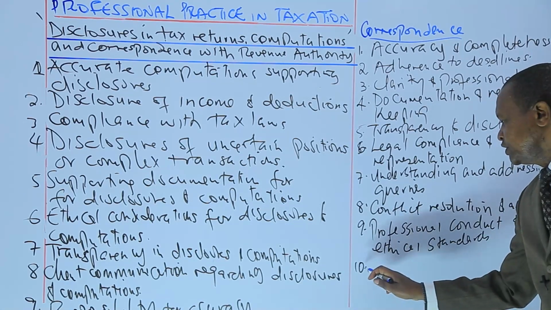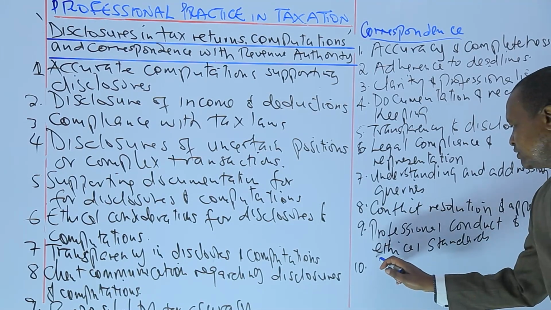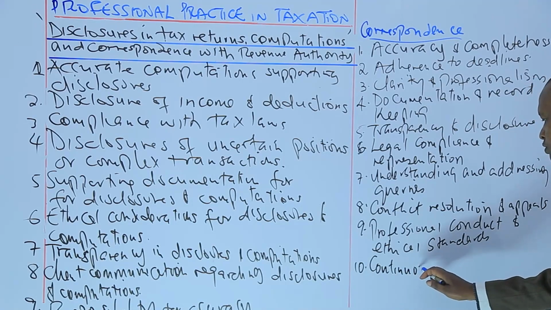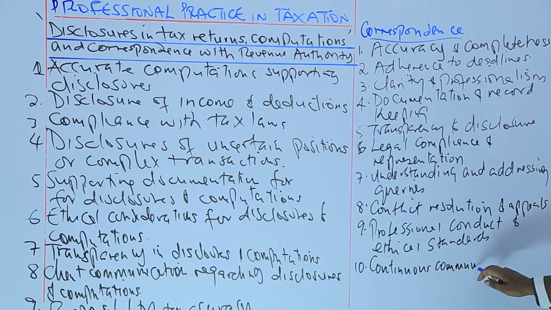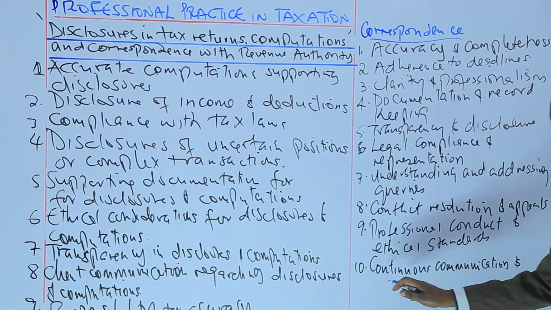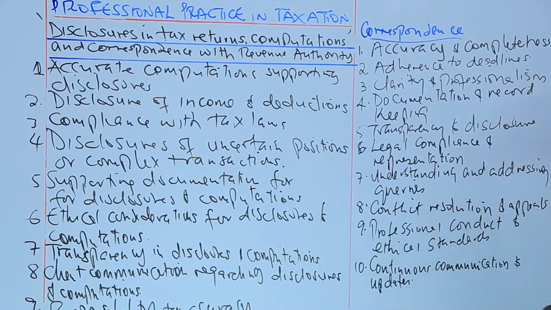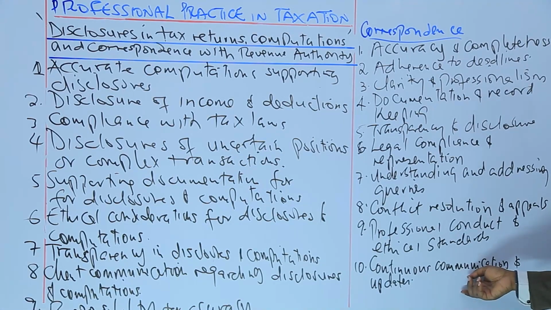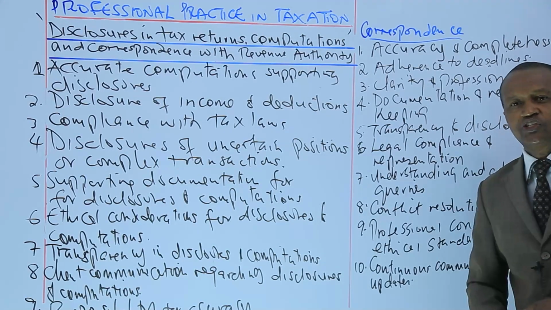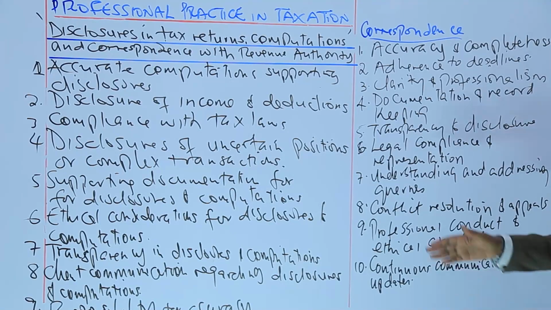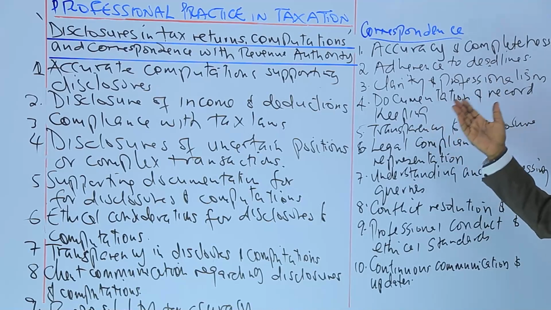Then lastly, continuous communication and updates. This means keeping clients informed about ongoing correspondence with the revenue authority is also crucial. There should be regular updates on inquiries, regular updates on audits, or any developments in tax matters to help maintain transparency and manage expectations. So these are 10 areas in relation to correspondence with revenue authority.